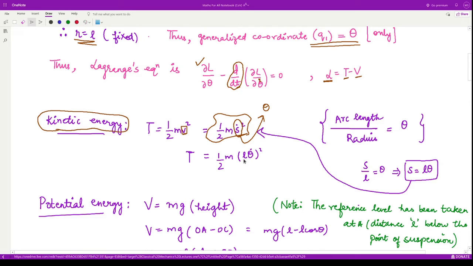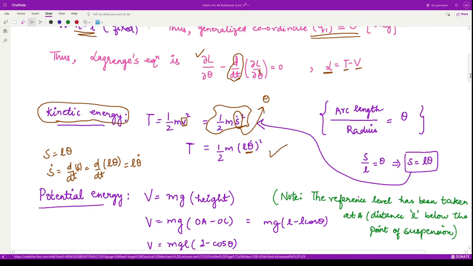L is constant, therefore S is L theta, and taking the derivative of S, it would be the derivative with respect to t of S, and what is S? It is L into theta. L being constant comes out, so it would only be theta dot. So this is the term, and this is the kinetic energy.